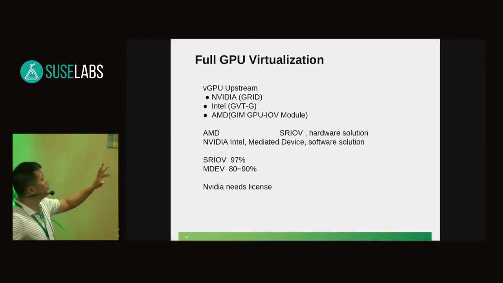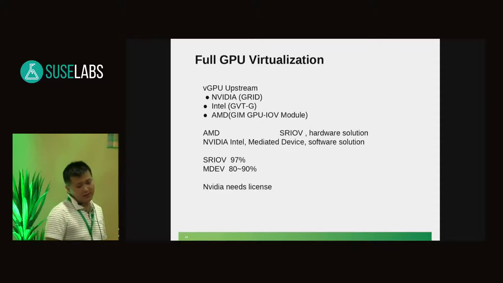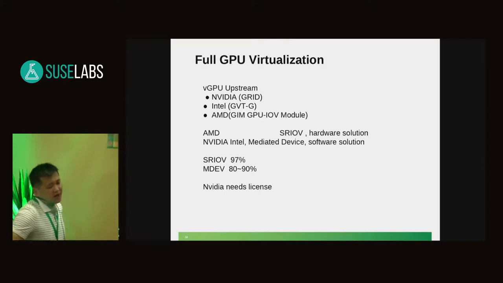The difference between these three vendors is that AMD uses SR-IOV, a hardware solution, somewhat the same as PCI pass-through. But NVIDIA and Intel, because of the patent issue, since AMD had already done that, developed a software way called mediated device. This framework was also merged into the kernel since 4.10, and of course they keep developing it, and there are some features there. For SR-IOV, you can see it has better performance, and mediated device is a little bit slower. I will give you a more detailed comparison later.